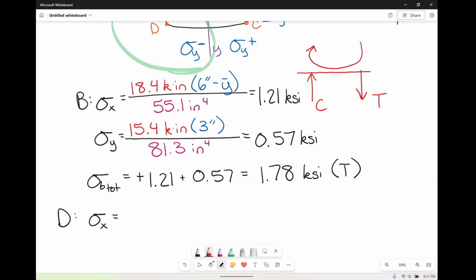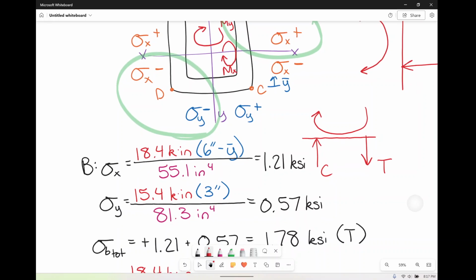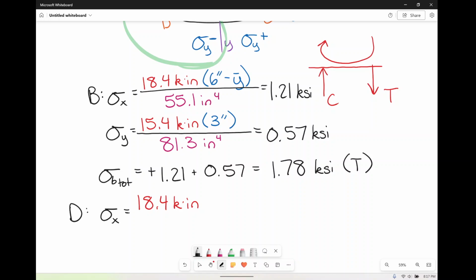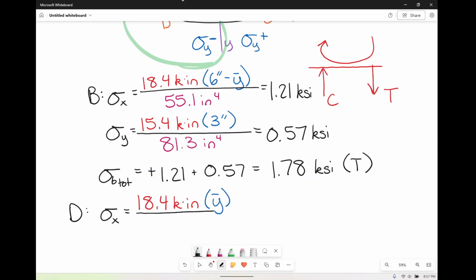So for point D, we're going to start off with bending in the X. Thankfully, we don't have to look very far for this. Moment in the X is again 18.4 kip inches. The distance from point D to the x-axis of bending is simply y bar this time. Then we're going to divide by Ix, which is 55.1 inches to the fourth. And what we're going to get is 0.79 KSI.